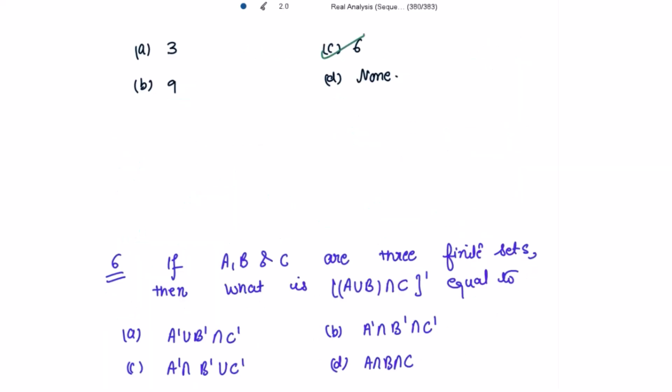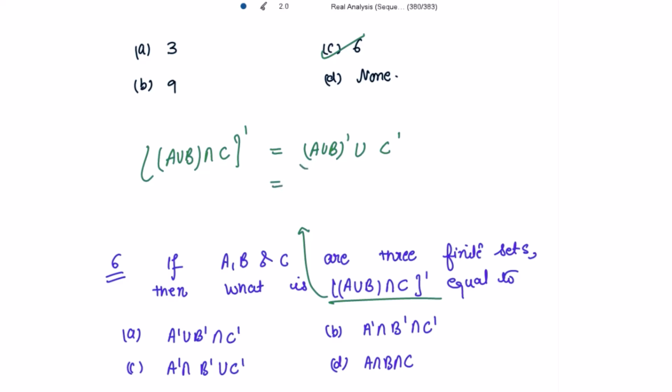Sixth part, if A, B, C are 3 finite sets, then what is the value for this? Let me solve this in this empty place. A union B, intersection with C, and its complement. By De Morgan's law, this is equal to (A union B) complement, intersection sign changed into the union sign, C complement. Then again I am going to apply De Morgan's law over here. It is A complement, union sign will change into the intersection sign, and then B complement, and then it is having union with C complement.